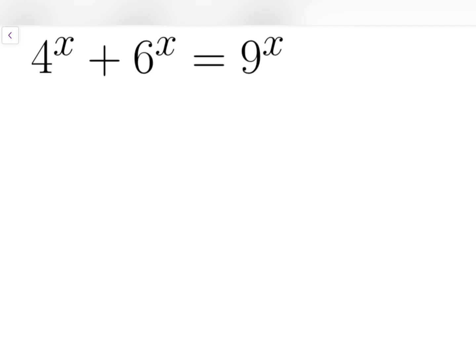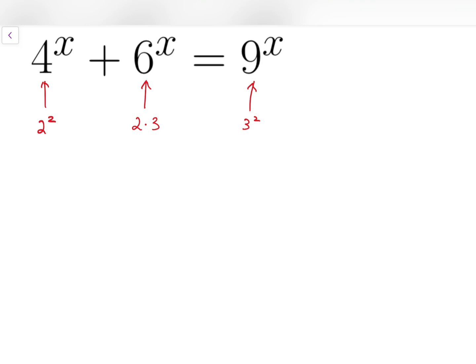To solve this equation, we notice that the number 4 is 2 squared, while the number 6 is 2 times 3, and 9 is 3 squared. So we somehow have some kind of quadratic here. If I try to move all the variables x to one side, then it might look something like this.